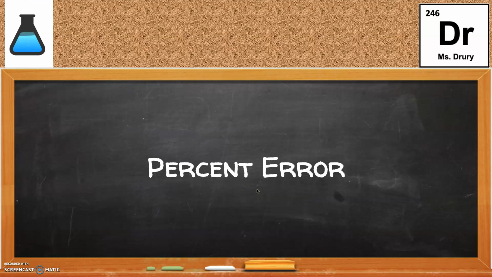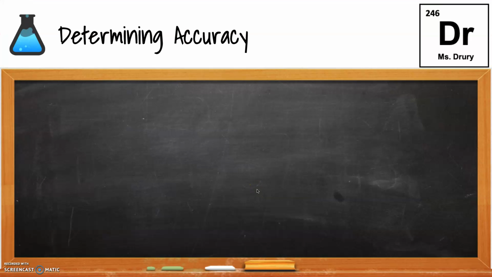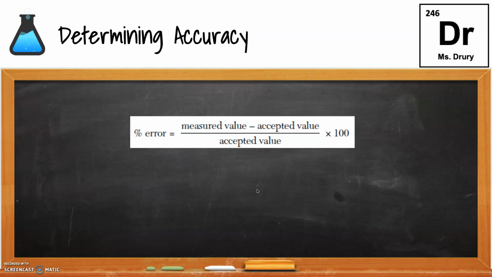This video is about percent error. We need to determine the accuracy of our measurements, and on Table T of your reference table, there's a formula to do just that. It's a measured value that you would take in a lab minus the accepted value that you would find in a reference table or online reputable device or textbook, divided by that same accepted value.